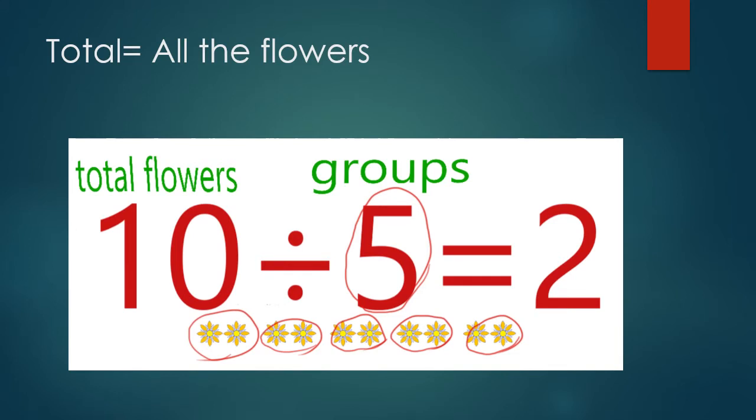So again, we've got total, what does total mean? Total means all of the flowers. All of the flowers are 10. There are 10 total flowers. There are 5 groups that we circled. And in each group we have 2 flowers. Another way you can do this is to get some help from friends.